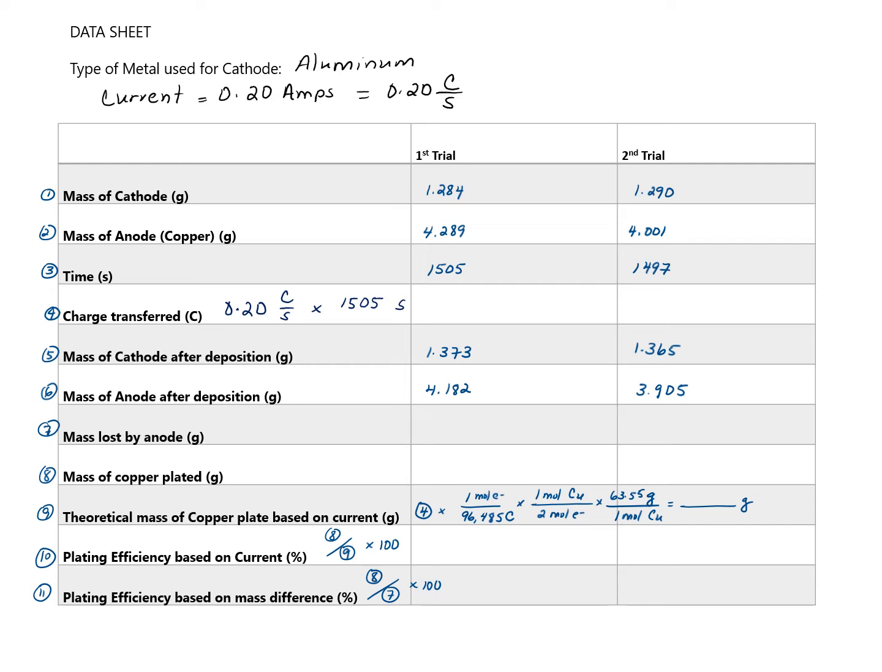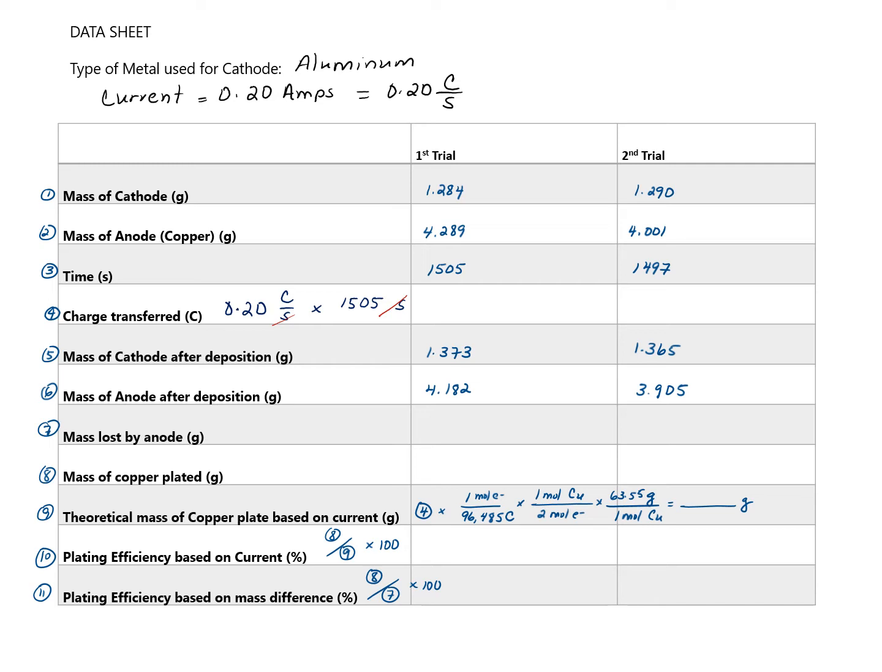I'm giving you the example with the time that we have in trial 1, just for you to see what's happening with the units. The unit second is canceling out, and the number that you're getting right there will be a number in units of coulombs.